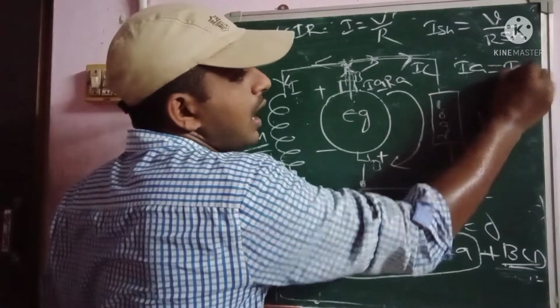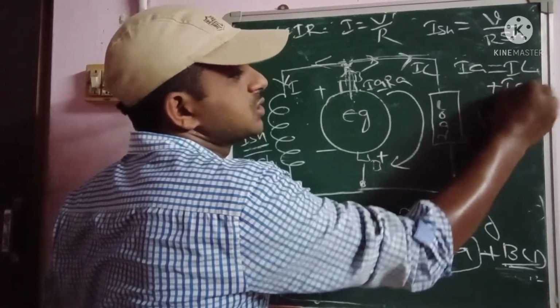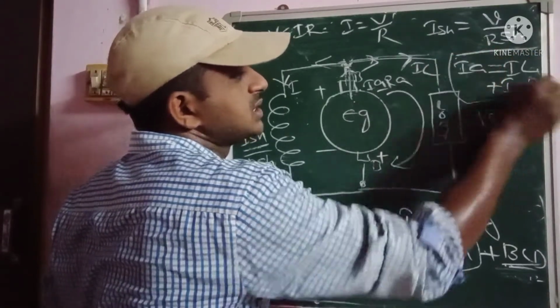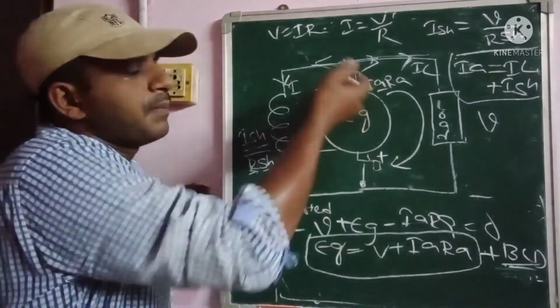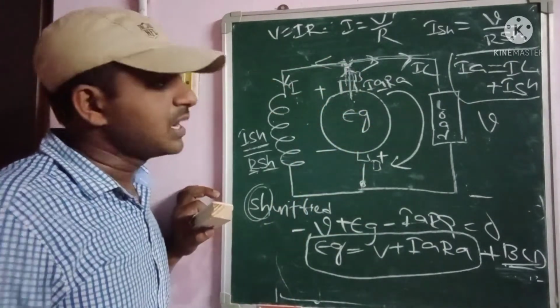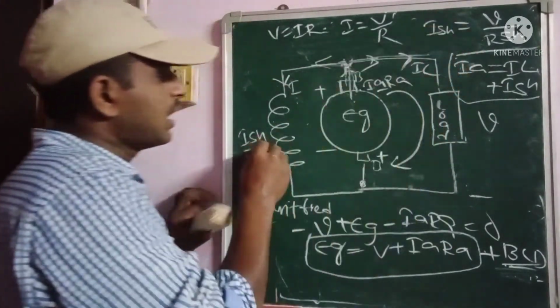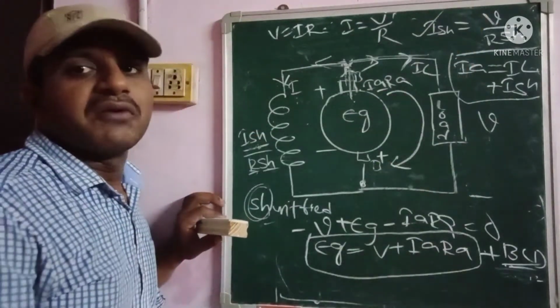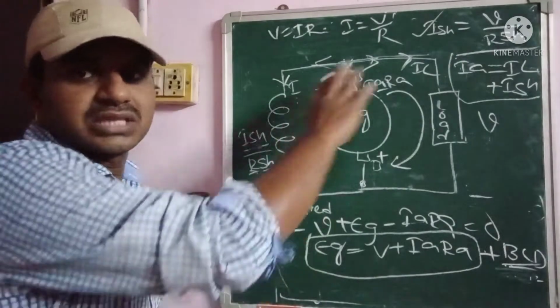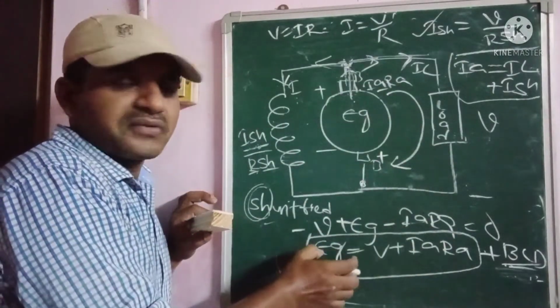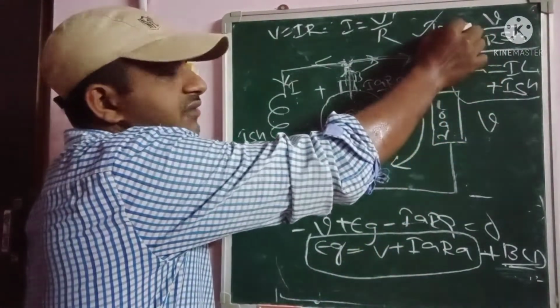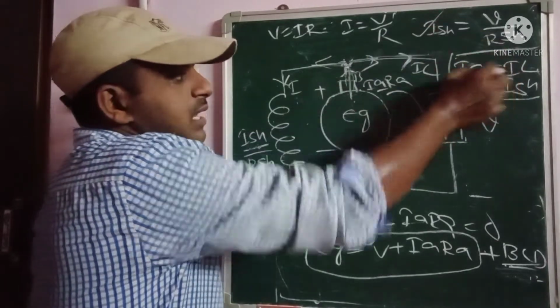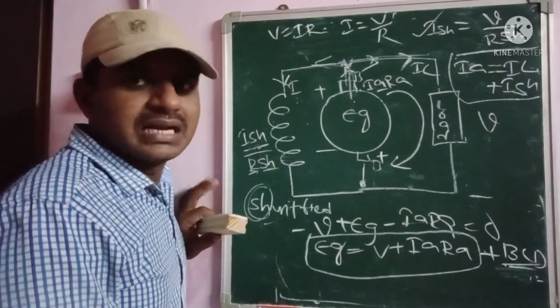So that's why IA is equal to IL plus ISH. This is the current equation from the armature winding of the rotor, as well as the shunt field current. If you want to calculate the shunt field current, the formula is ISH is equal to V by RSH. So this is the overall generated EMF equation formula, as well as the shunt field current formula, as well as the armature current formula for the DC shunt generator.